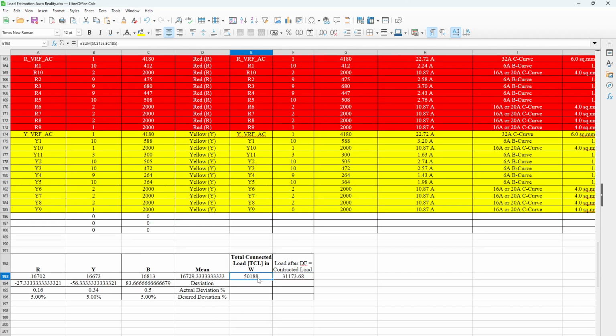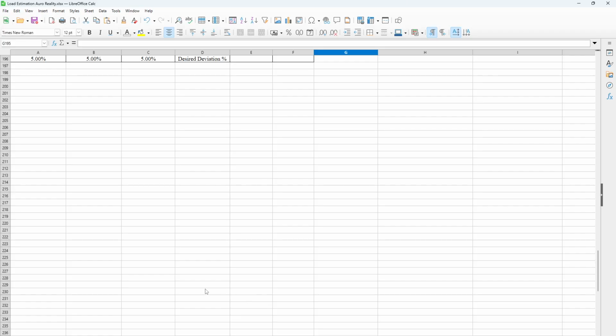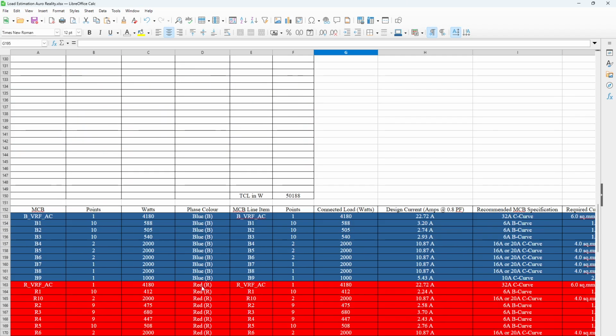So this is the total connected load. This is the demand factor. The client will take this and say, I need a 32 kilowatt contracted load. So your contracted load will be this.